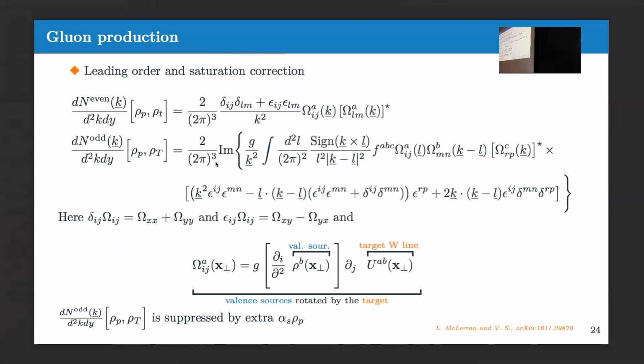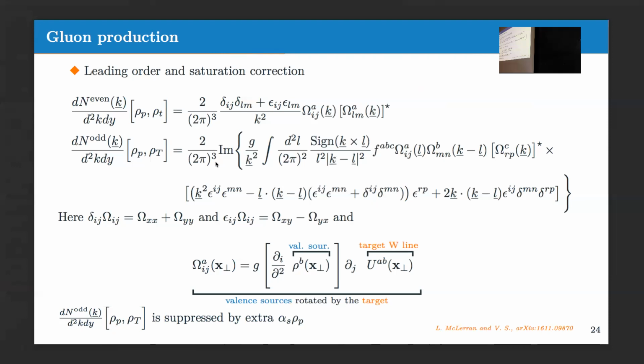Okay, so this is the result. After you do this well-defined procedure, you get this result. There will be a leading order contribution, which is quadratic in the target sources, through the combination shown here, omega. This is the sources in the projectile, and these are the target fields. In principle, it could be extracted from our result with Yuri, if we all agree. No, I will get to this.